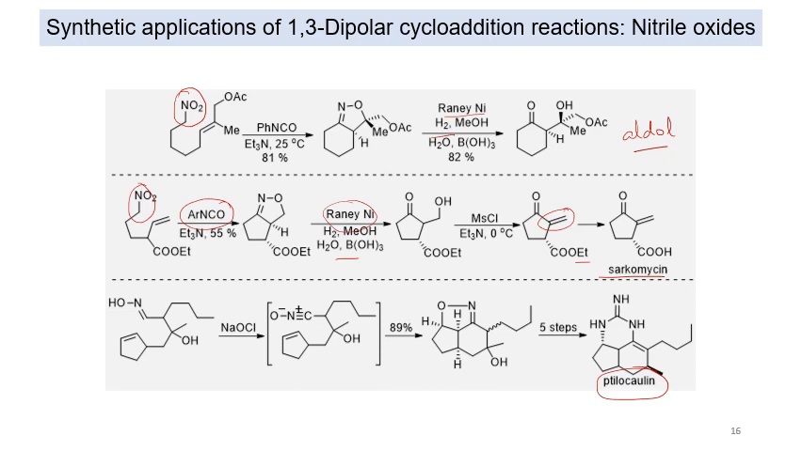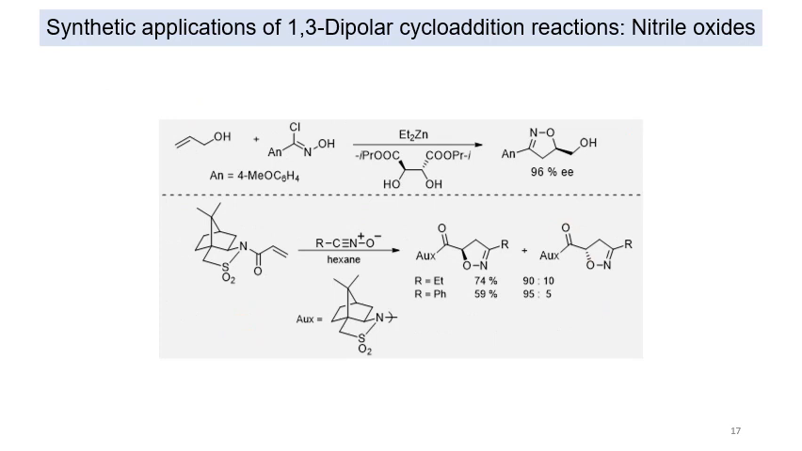In the next example, this particular natural product is also obtained in several steps from this 1,3-dipolar cycloaddition. So this is an oxidizing agent and generates an alpha chlorooxime, which then undergoes a dehydrohalogenation to give you this nitrile oxide. This now reacts with this dipolarophile to give you a 1,3-dipolar cycloaddition. After 5 steps, you can get this particular natural product, which belongs to the guanidine class of compounds.